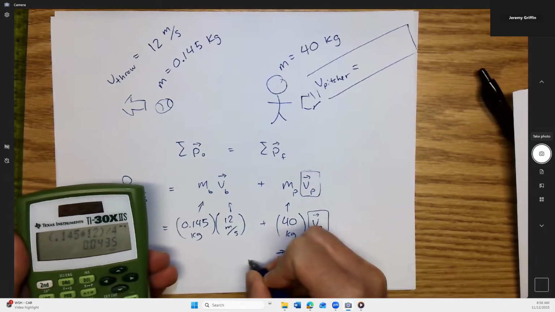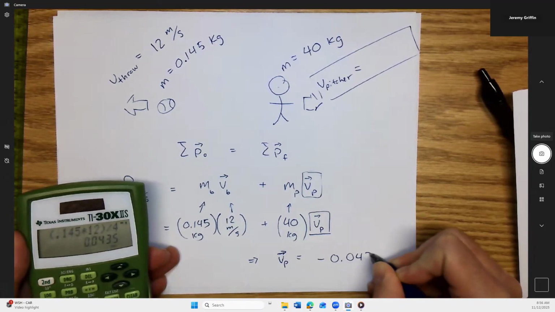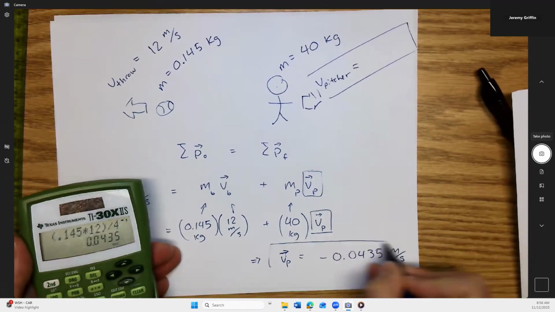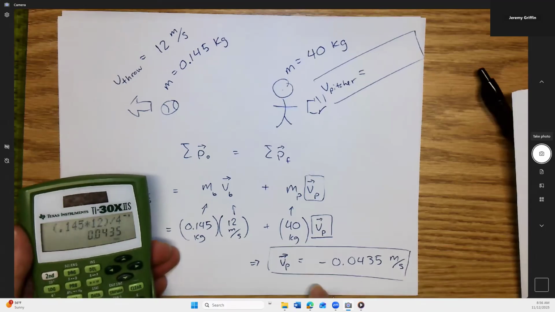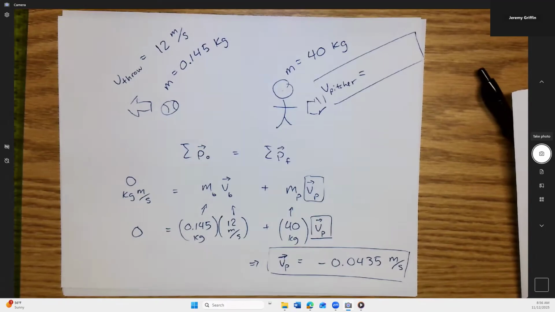is we got negative 0.0435. That would be meters per second because the kilograms cancels out. Get meters per second. Describe the velocity. Yeah, that's not fast. All right, pretty good. You guys good there? Very good.